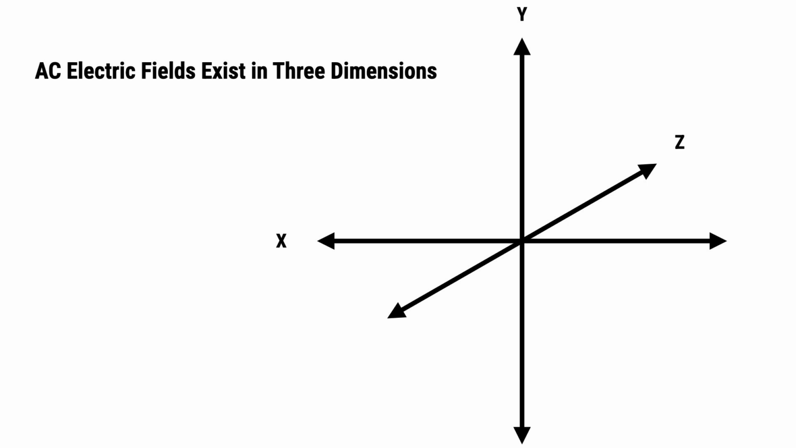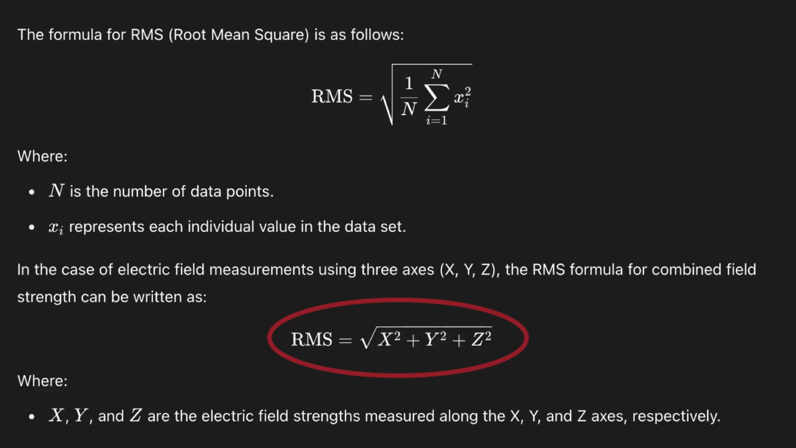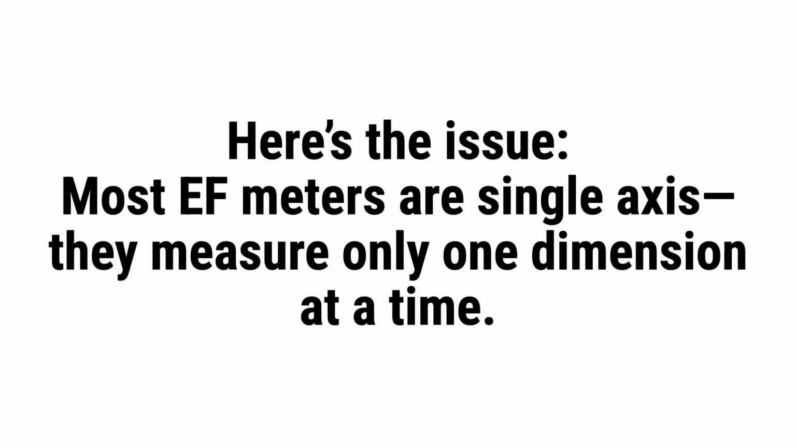In order to get a single number that represents the three-dimensional electric field, we have to use a formula. The formula looks like this. It's called the root mean square. Take a look at the red area circled there. In order to calculate the root mean square, we have to take simultaneous measurements in the X, the Y, and the Z axes. And then we have to square each of those numbers, add them together, and take the square root of the sum of the squares of the readings in the X and the Y and the Z axis.